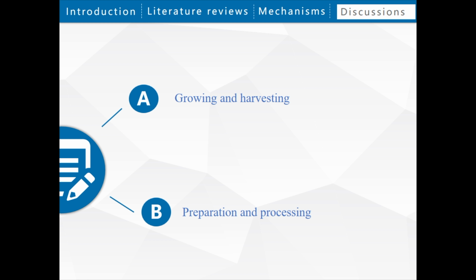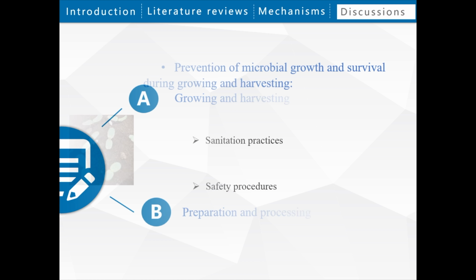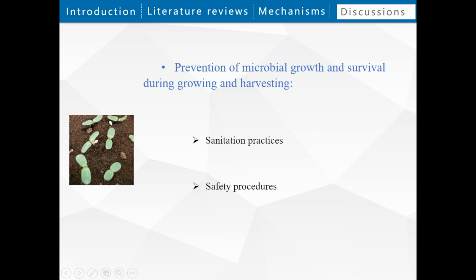type of foods. Some of the problems have been related with growing and harvesting, preparation and processing of low moisture foods. The majority of the low moisture foods are made from plants, which usually are in close contact with the soil and environment. The food products and ingredients are exposed to many microbial contaminants during growing and harvesting. To prevent the microbial growth and survival during growing and harvesting, updated sanitation and safety procedures are needed.